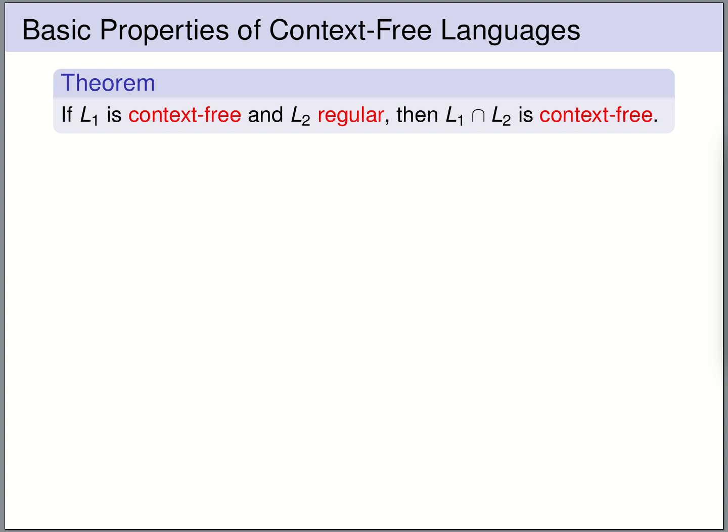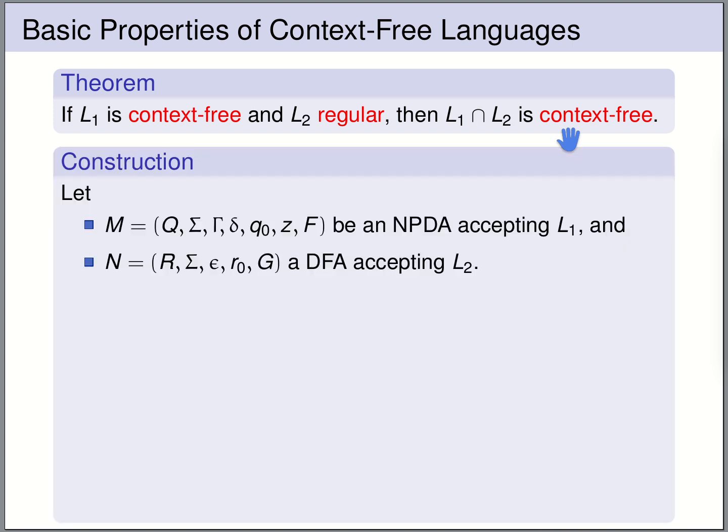So we have seen that the intersection of context-free languages is not necessarily context-free. However, if one of the languages is regular, then the intersection is again context-free. So if L1 is a context-free language and L2 is a regular language, then the intersection of L1 with L2 is context-free. The proof is basically the product construction that we've seen before.